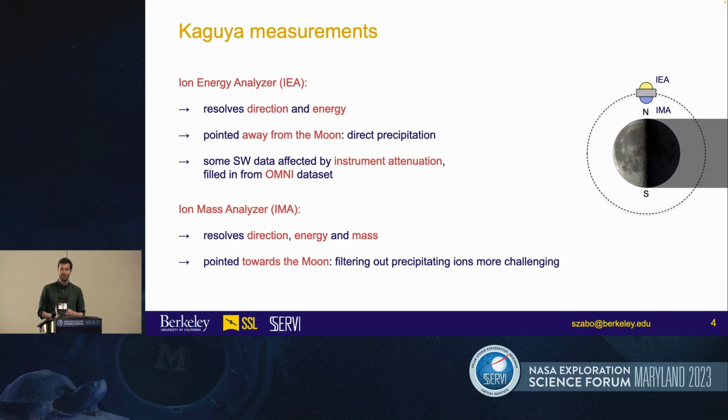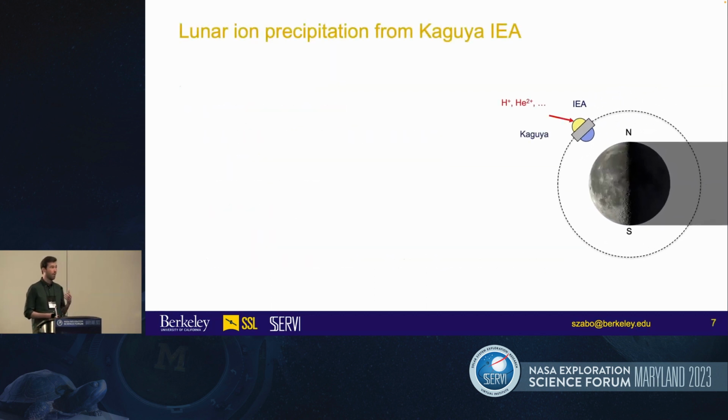Now, as there is only limited time, I'm going to focus on measurements with the IEA, the one that points away from the moon. And the way that we get ion fluxes on the lunar surface is by tracing them, taking into account the magnetic field that is measured by Kaguya, as well as the solar wind convection electric field. And even though it's a low altitude orbit, so the high energetic particles are almost on straight lines, still for the lower energy ones, the gyration needs to be taken into account to get the position of impact properly.